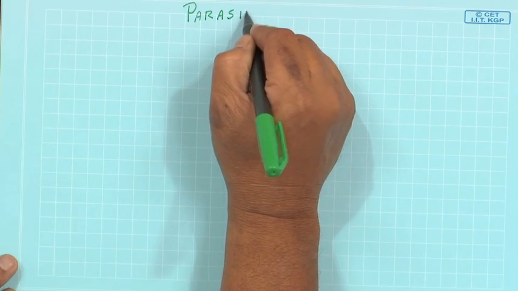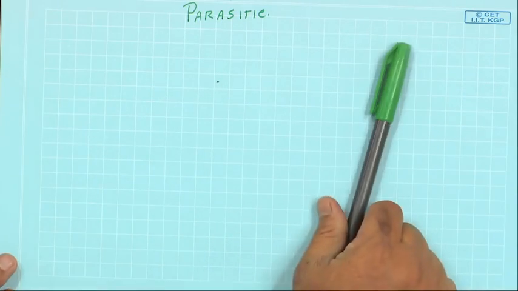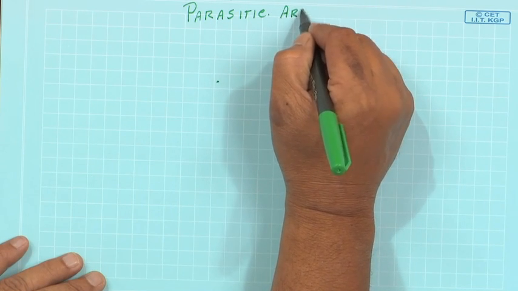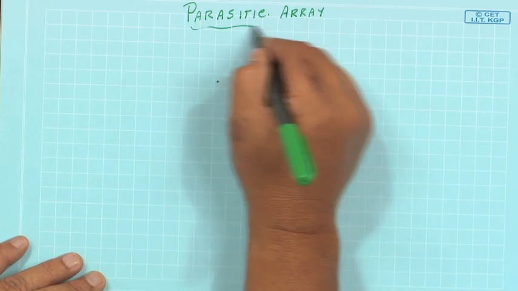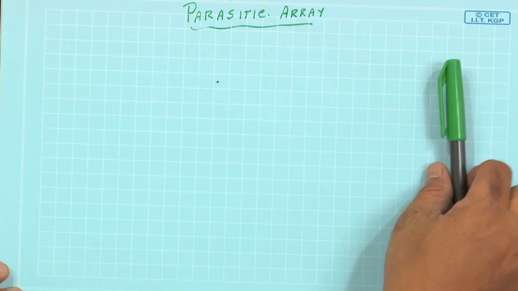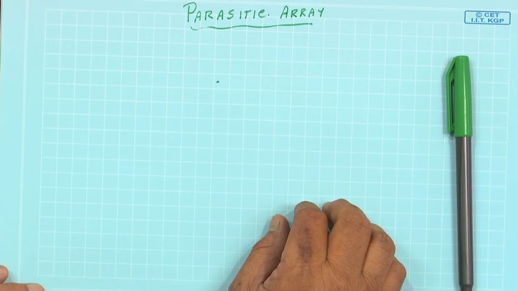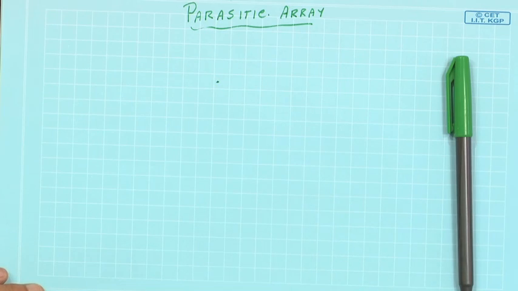Welcome to this lecture on parasitic array. Arrays in which not all of the elements are driven are called parasitic arrays. In a uniform array, if I want to excite it, I need a proper feeding arrangement for every element, with different phase and amplitude excitations as required.